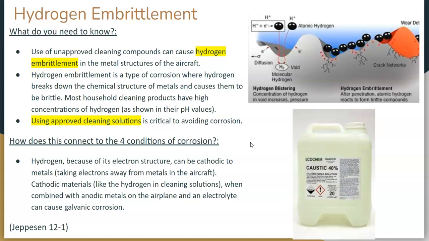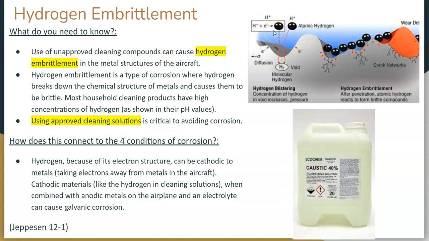So, hydrogen embrittlement. Okay, this is an interesting chemical phenomenon you should know about. Here's the deal. Believe it or not, there's a lot of hydrogen in cleaning solutions. And if you use unapproved cleaning compounds, you could unwittingly introduce hydrogen into the metal surface of your aircraft.